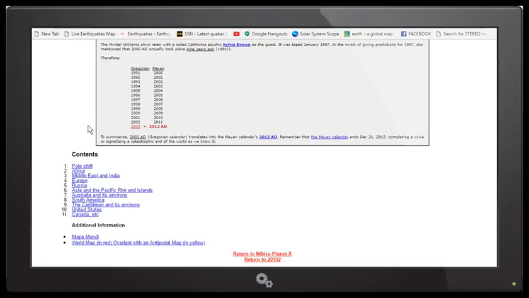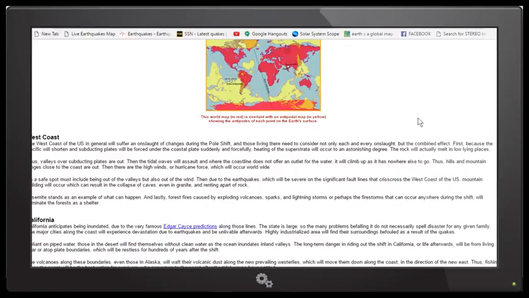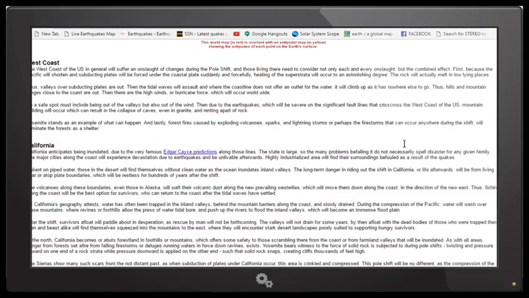Over here in the left-hand corner where you see my cursor, you'll see information on a pole shift. Then you will see different areas around the world: the continent of Africa, the Middle East and India, Europe, Russia, and we'll just go ahead and pick the United States here. What this information does is it gives you detailed information on your geographical location, what you should be looking for, what you should be worried about.